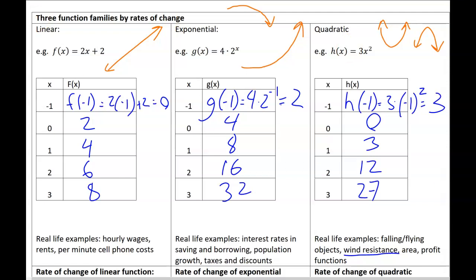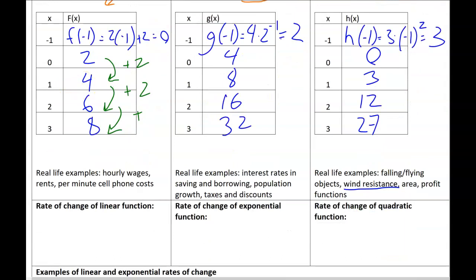All right, now let's consider our rates of change here. So what I mean by this is how we get from one y value to the next, right? So notice I add 2, I add 2, I add 2 here, and 2 is my slope. Right, so linear functions have an additive rate of change, or sometimes we call that a constant addition.